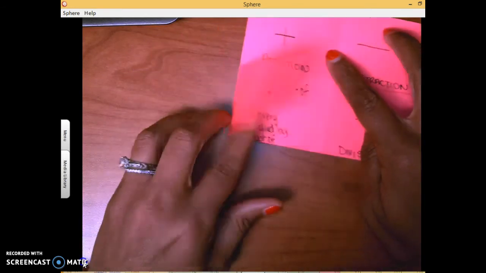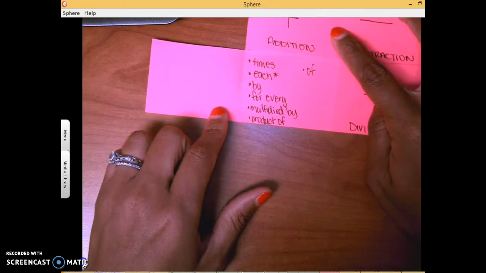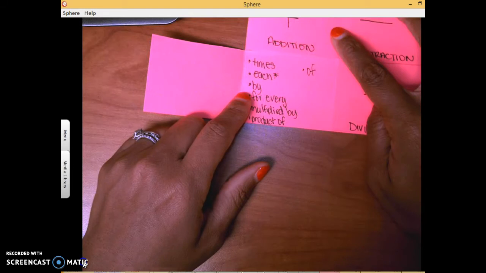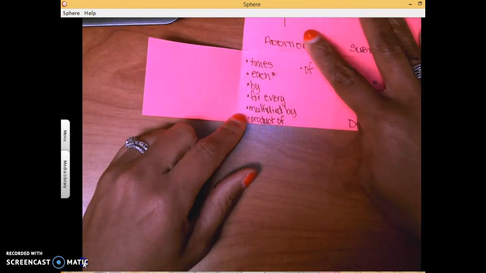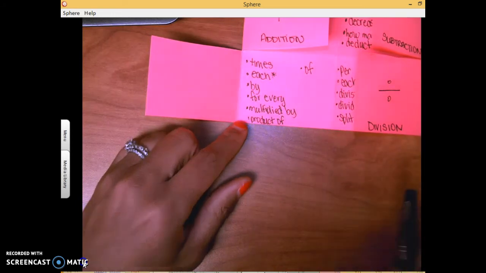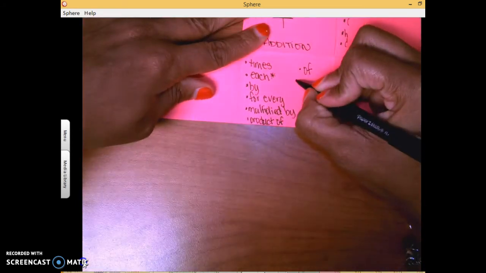We have multiplication. What about times, each, and I put a star by each, and I'll come back to that. By, for every, multiplied by, product of, of. And then another word I'm going to put a star by is per.